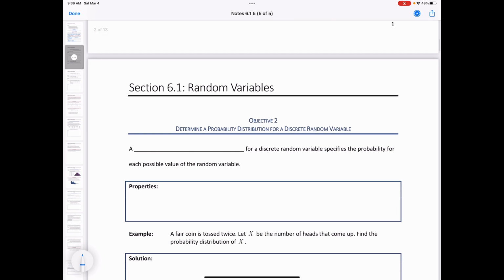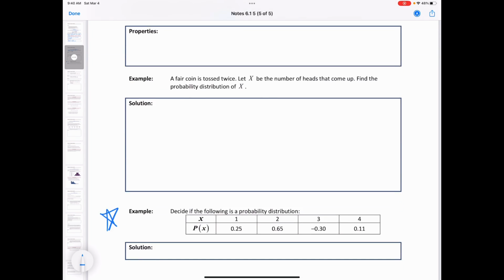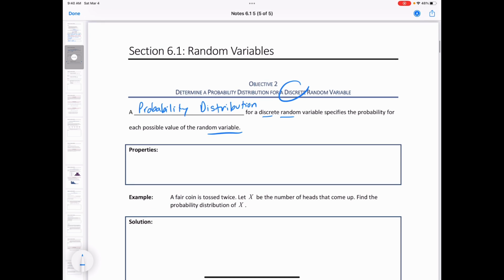And I want to talk about a probability distribution for a discrete random variable, something that I can list or something that I can count. A probability distribution for a discrete random variable specifies the probability for each possible value of the random variable. If you look down here, it's going to look like this. And we'll talk more about this one in a minute, but it's going to look like a table like that, a chart. And here's what the properties are.